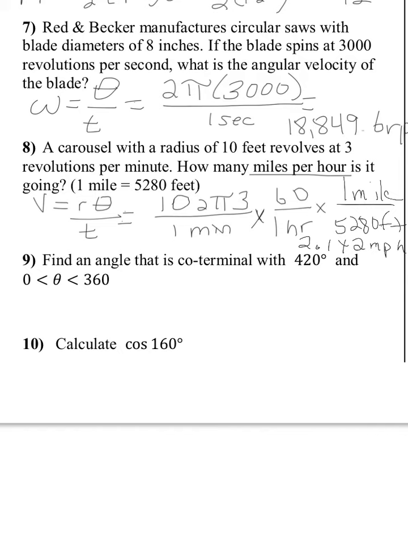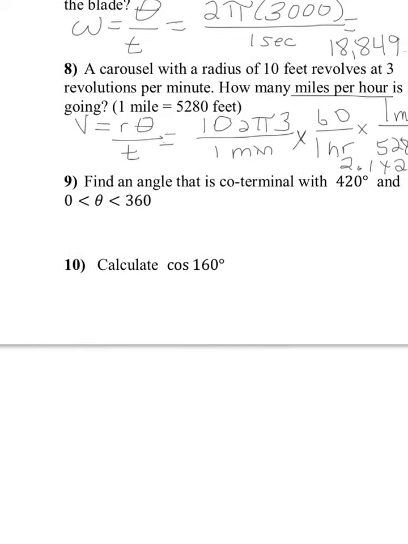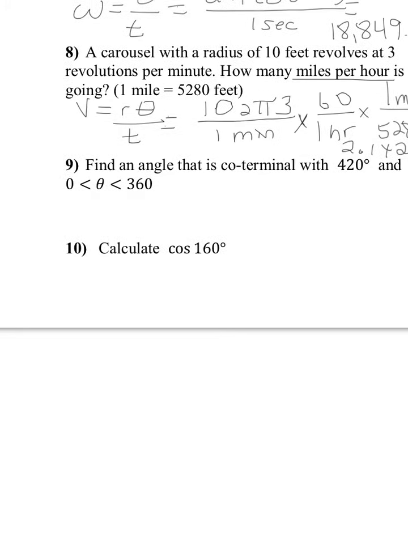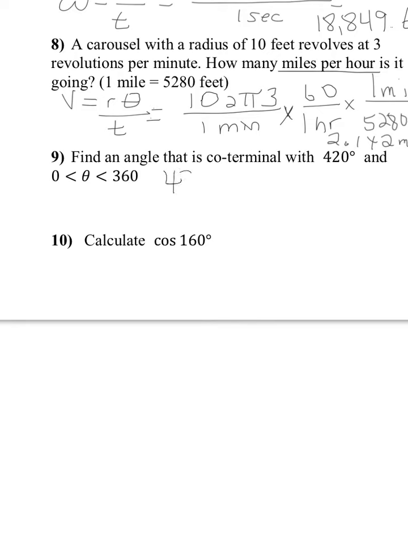Okay, now the next problem, we're going to find the angle that is coterminal with 420. So you remember with coterminal, we're just going around and around 360 degrees. So if I'm trying to find the angle that's coterminal with 420, I take my 420 degrees and I subtract 360. And what I get is 60 degrees. So 60 degrees is coterminal with 420 degrees. They end at the same ray from the standard position. So 60 degrees would be my answer for this question right here.